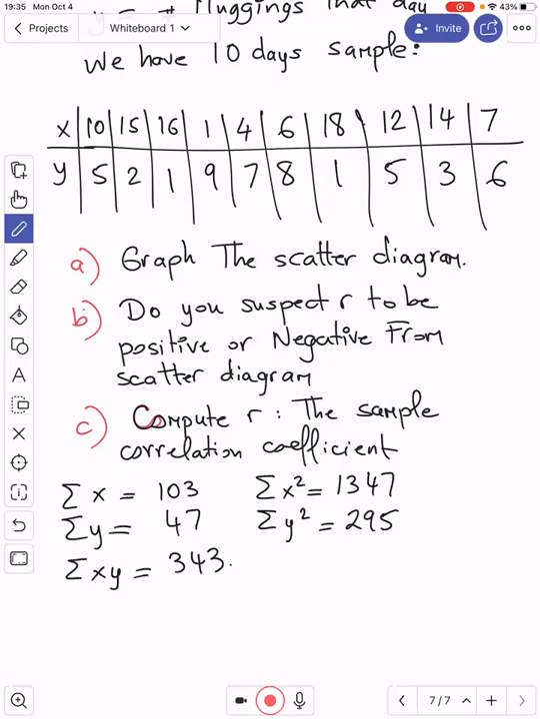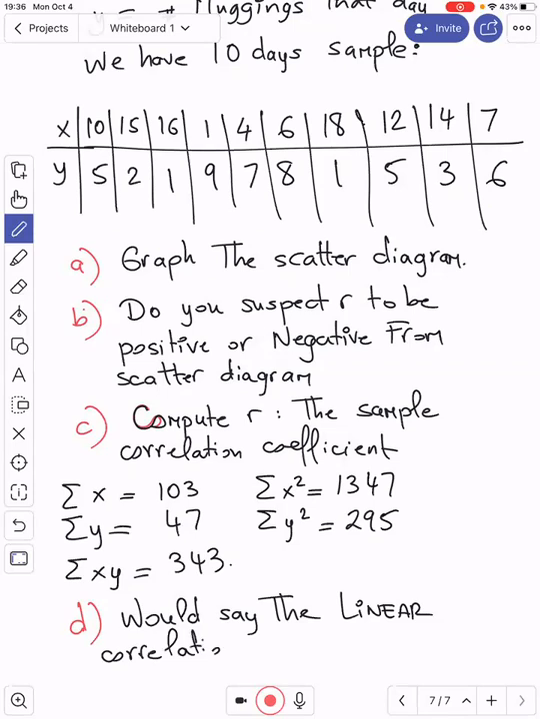Then once you have R, so D, would you say the linear correlation is low or moderate or strong?